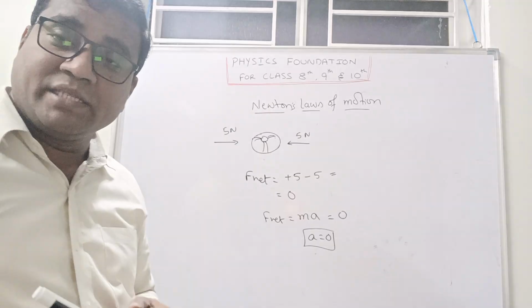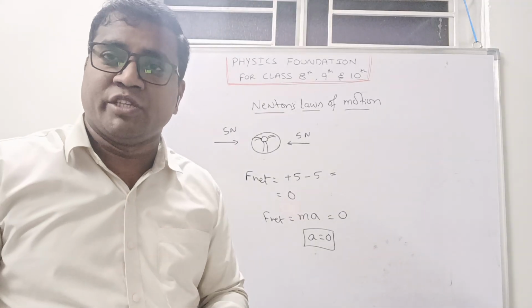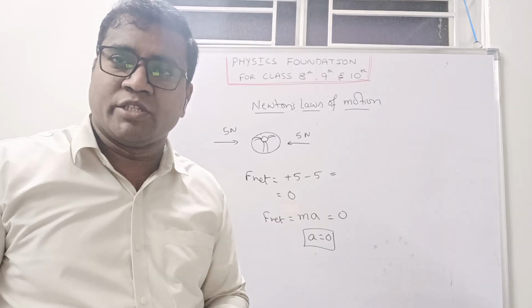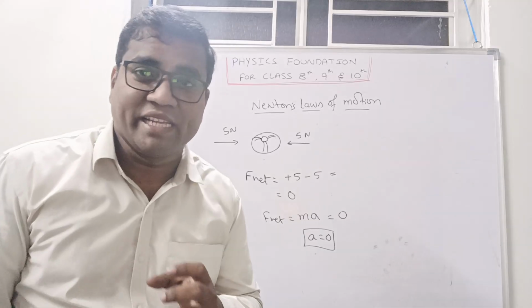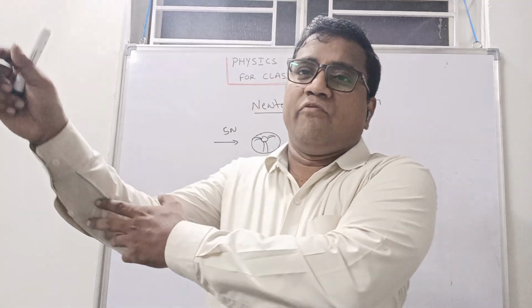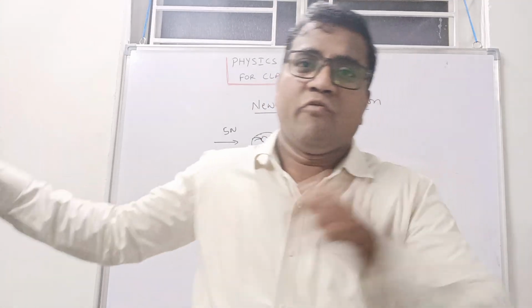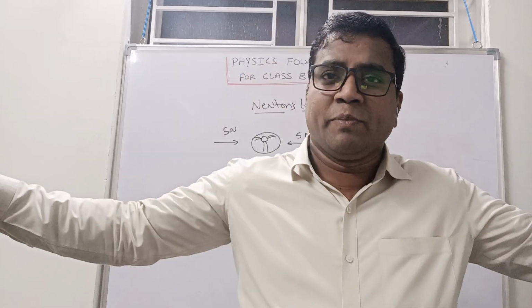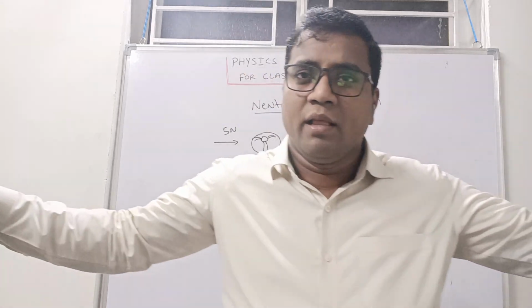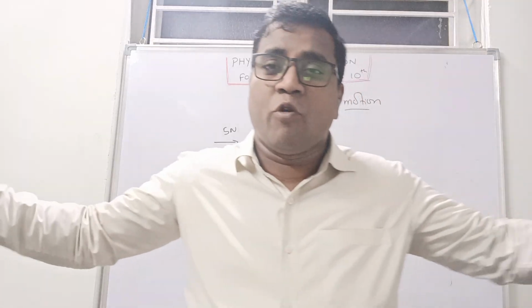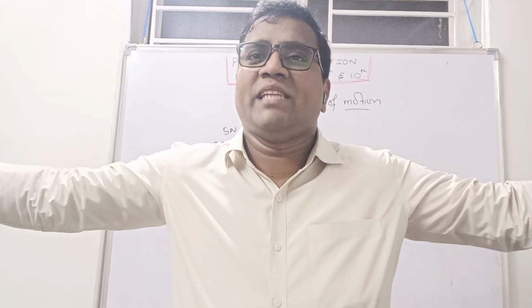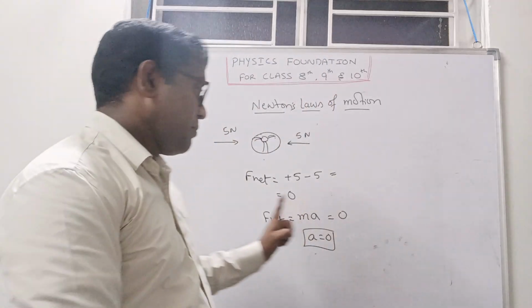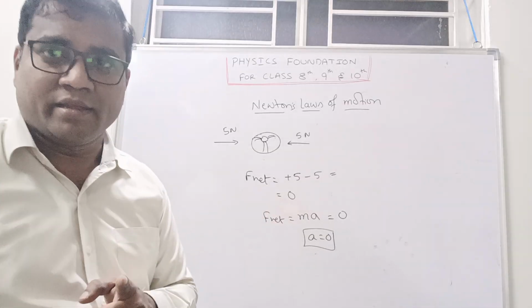That means if the net force acting on the body is equal to 0, the acceleration produced in the body is also 0. That means the body is at rest. Here the body is there, and on each side someone is pulling. Towards the greater force, I will move, correct? But if the forces are equal, I cannot move, right? I will be stable. So it is the same example here. I hope you understood, right? Thank you.